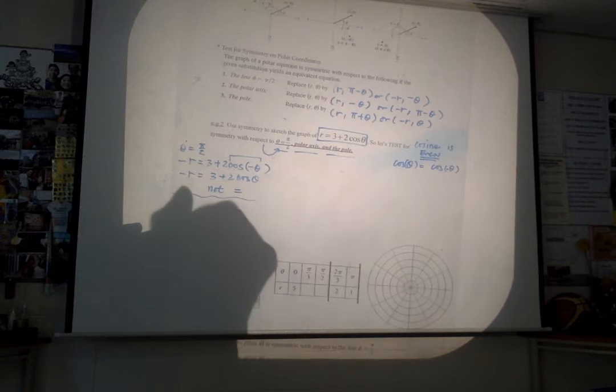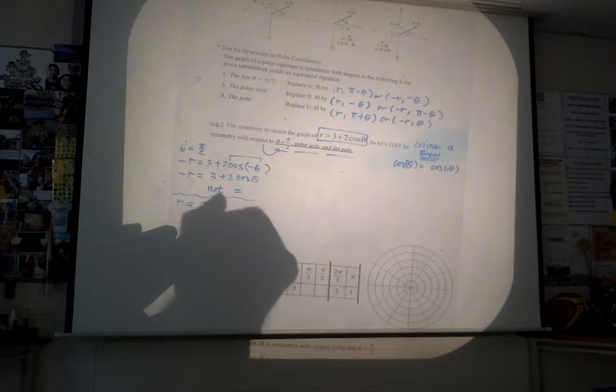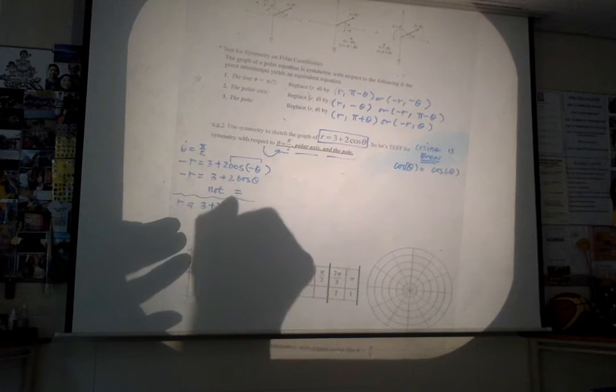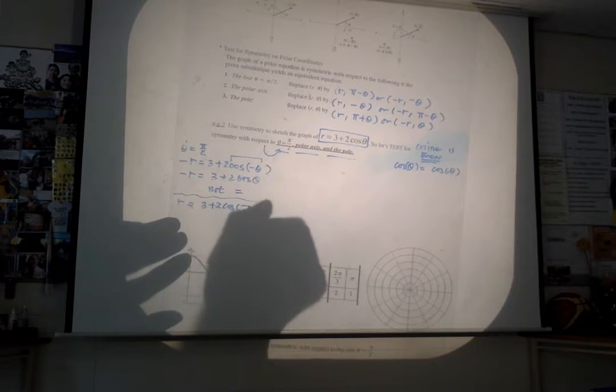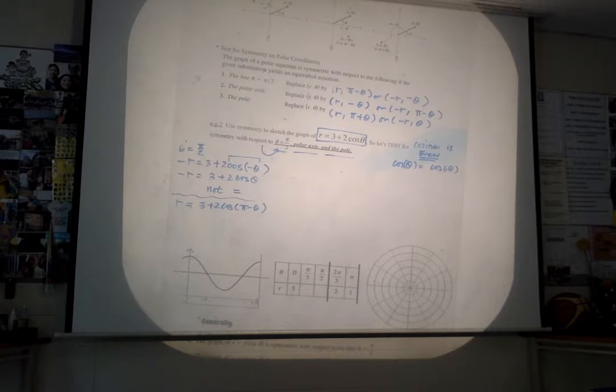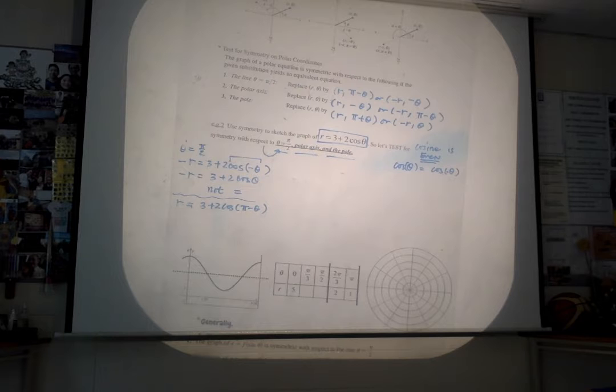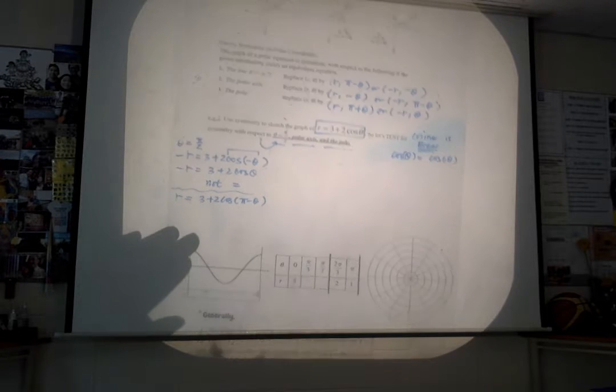So you guys, pi over 2. So it's going to be r. Does it equal 3 plus 2? Sorry, 2. You're going to use your cosine trig identities too. Cosine of pi minus theta, okay? We're going to try to prove that. If this is equivalent, then that means it is actually symmetric about the line theta equals pi over 2.